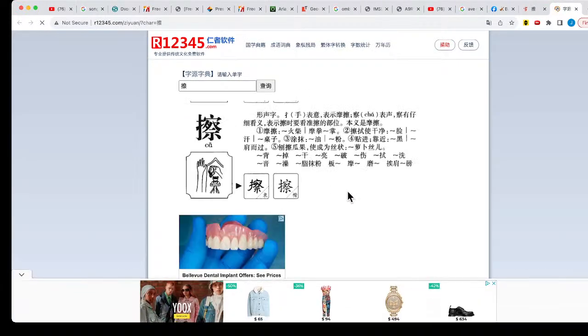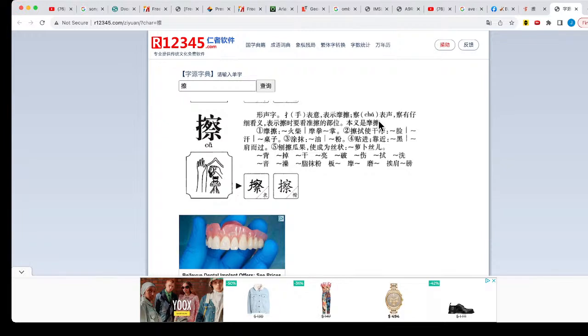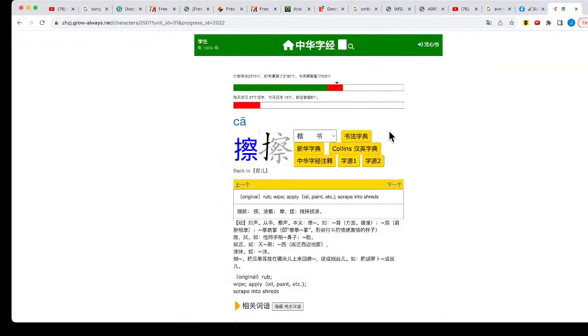So let's take a look at this character. This one, 察, has a hand over there, and then the character 察. The meaning of 察 is to look carefully. Because 擦 either means to clean things or to apply a stain over things, when you do that, you have to observe and watch carefully to make sure you apply it correctly. So this is the character 察.